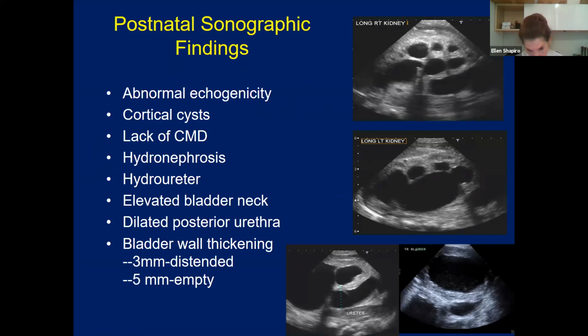The bladder wall is thick when distended and measures 3 millimeters, and if the bladder is empty, 5 millimeters is considered thickening. I'm going to make one point now, and that is to never forget the following. Just a small anecdotal story, but it stood the test of time.